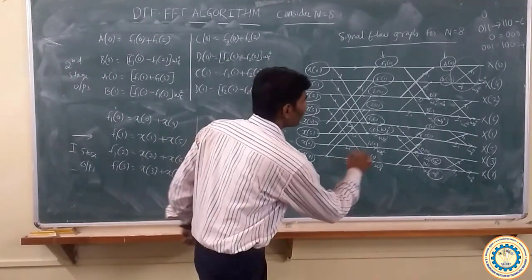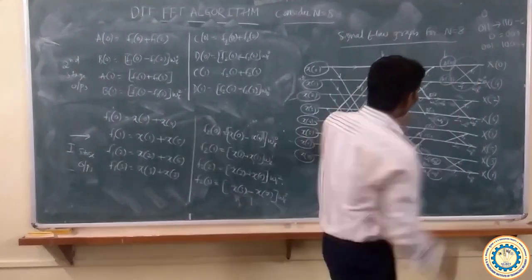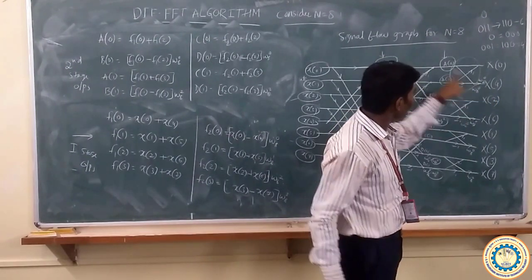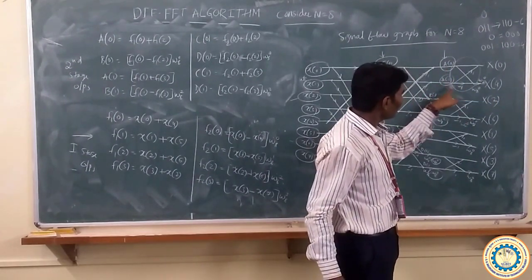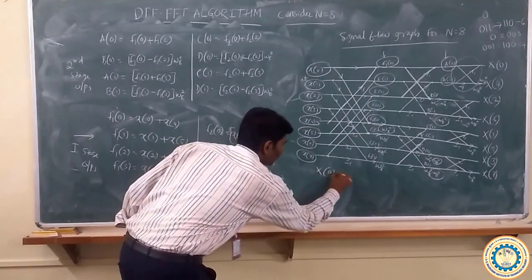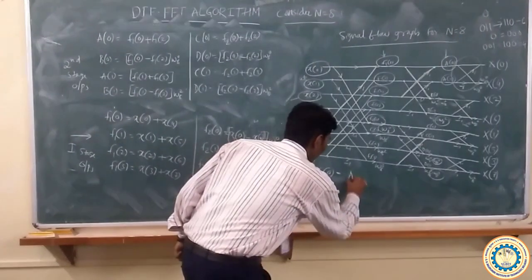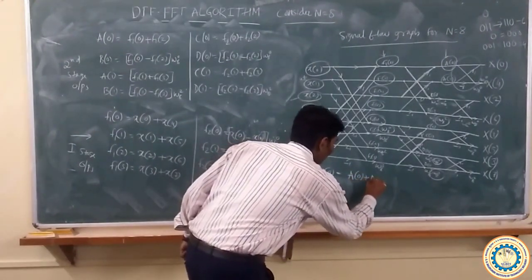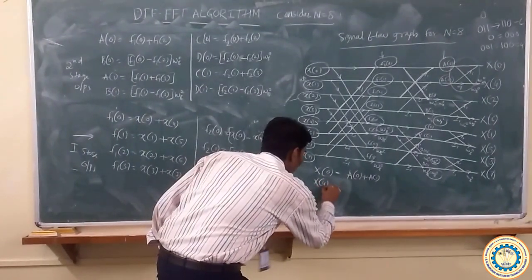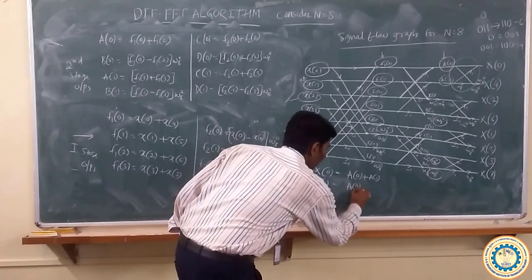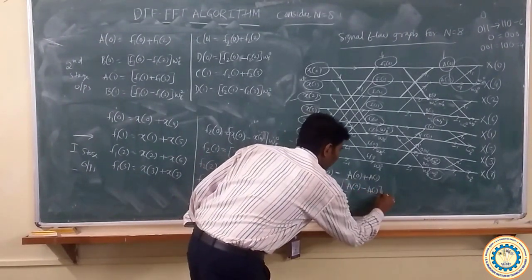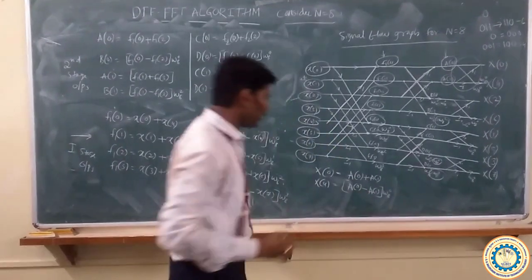So for x of 0, one input is a of 0, another input is a of 1, and for x of 4 the inputs will be the same but with minus. So I can write x of 0 is equal to a of 0 plus a of 1. Similarly, x of 4 is equal to a of 0 minus a of 1. It is multiplied with the middle factor w8 0.